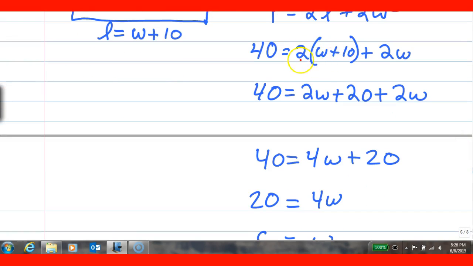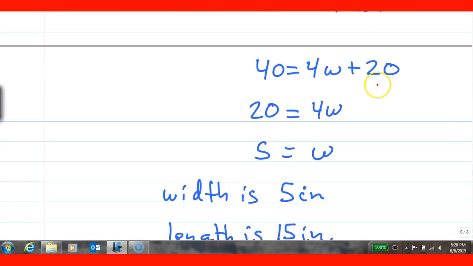I'm going to distribute the 2 through the parentheses, so I end up with a 2W plus a 20 plus a 2W. Now I'm going to combine like terms, continuing with the process of simplifying. So I end up with a 4W plus a 20. So now I've got 40 equals 4W plus 20. Next, I'm going to subtract that 20 off both sides. So minus 20 minus 20. I'm left with 20 equals a 4W.